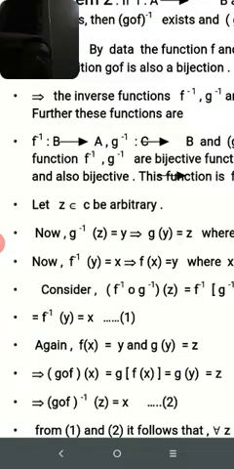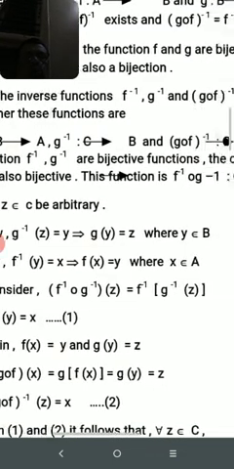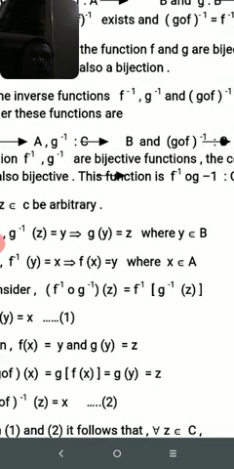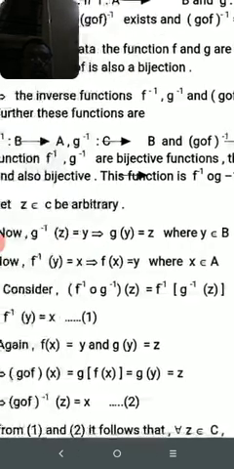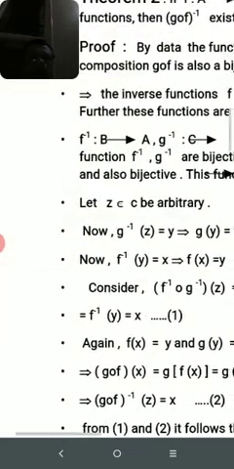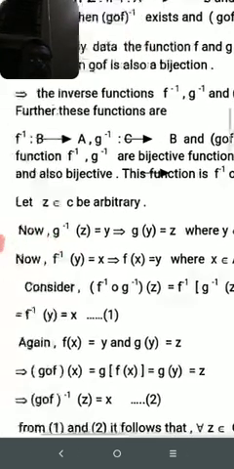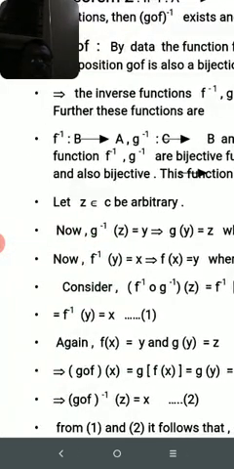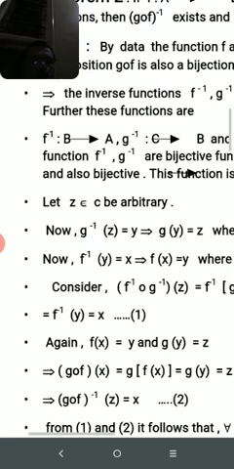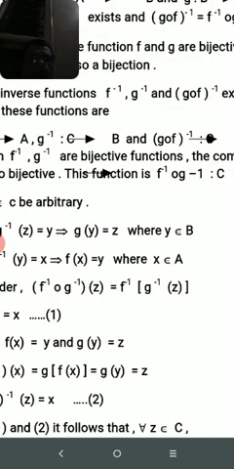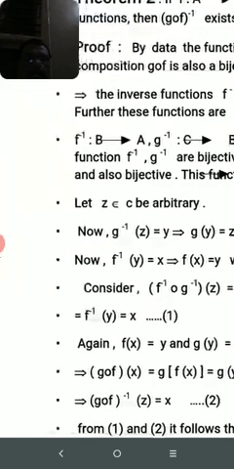And let z belong to set C be arbitrary. Now g inverse of z equals y. It implies that g(y) equals z, where y is also an element of B. Now f inverse of y equals x, so f(x) equals y, where x is an element of A. Consider (f inverse ∘ g inverse)(z) equals f inverse(g inverse(z)). This equals f inverse(y) equals x. Call it equation number 1.